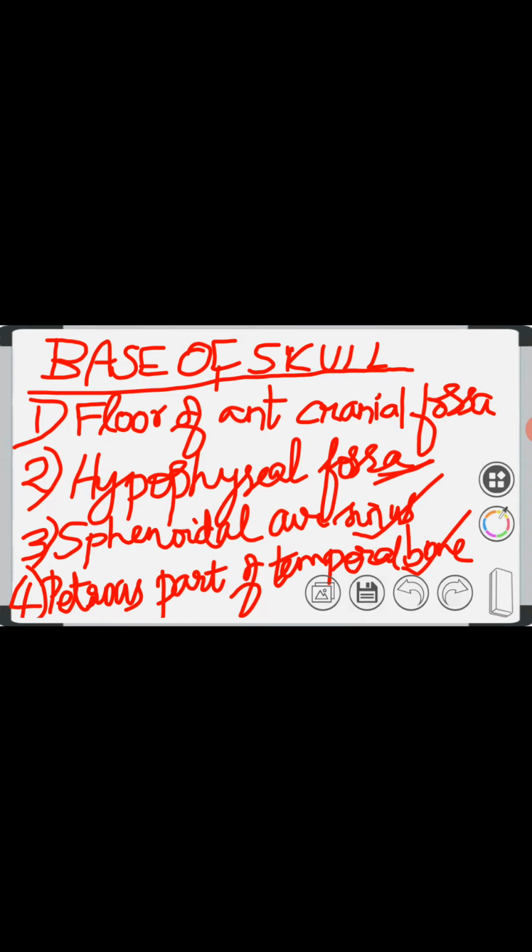The mandible is also seen anteriorly, forming the lower part of the facial skeleton. The upper cervical vertebrae lie posteriorly, and the cervical vertebrae are seen like a pillar supporting the skull.